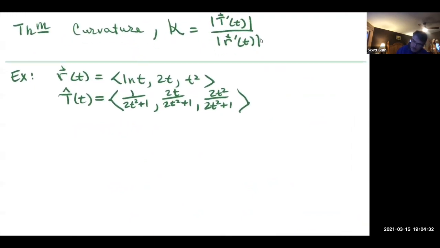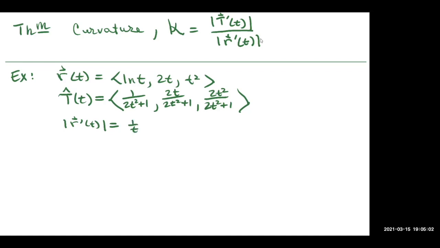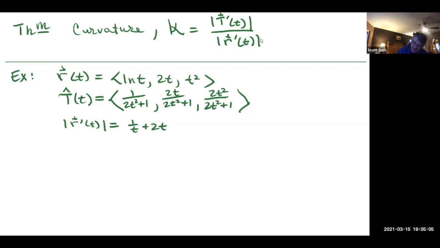I need the magnitude of r prime of t. So the magnitude of r prime of t, I think we had, wasn't it like, was it log t plus 1 over t? I can't remember. No, it was 1 over t plus 2t, right? Yeah. Thank you. I just can't remember. There it is. And let's combine these so that we make this a 2t squared plus 1 over t. I think that's better for what we're about to do.